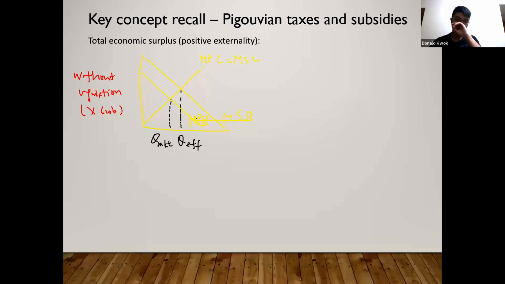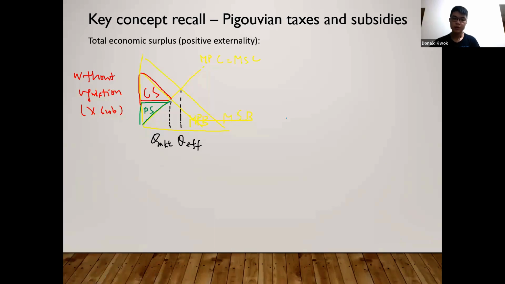So let's start with consumer surplus first. It is the area under the private benefit curve until the market quantity. So this red triangle is the consumer surplus. Producer surplus is the area constrained by the marginal private cost curve until the market quantity. So this green triangle will be the producer surplus.